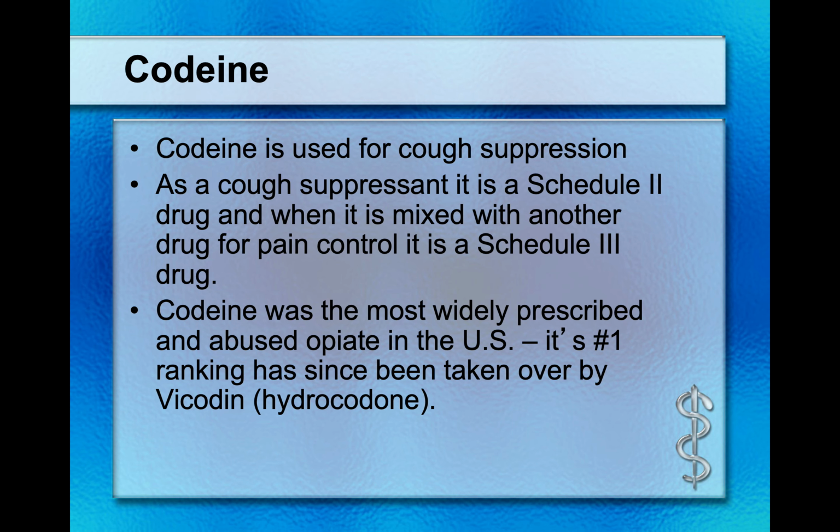Codeine is used for cough suppression. As a cough suppressant, it is a Schedule II drug, and when it is mixed with another drug for pain control, it is a Schedule III drug. Codeine was the first widely prescribed and abused opiate in the United States. Its #1 ranking has since been taken over by Vicodin, also known as Hydrocodone.